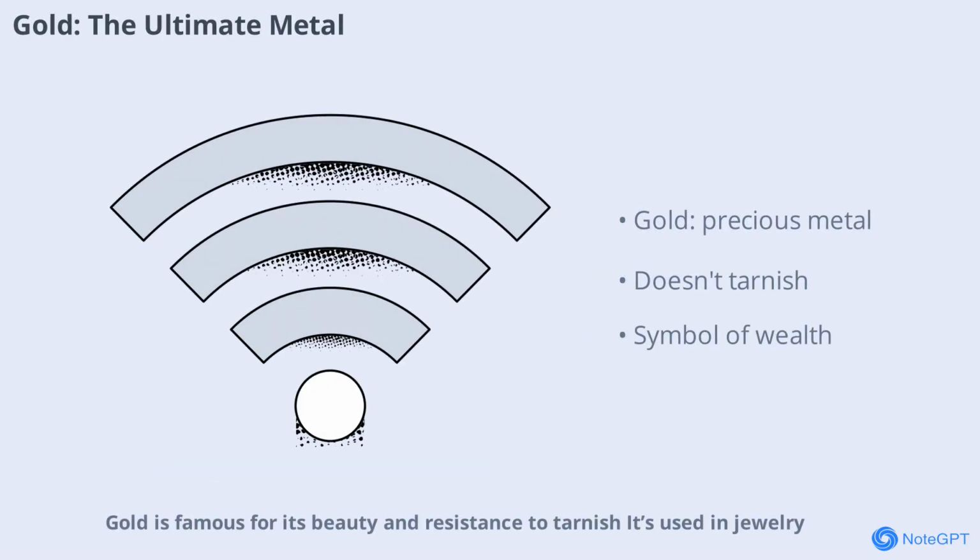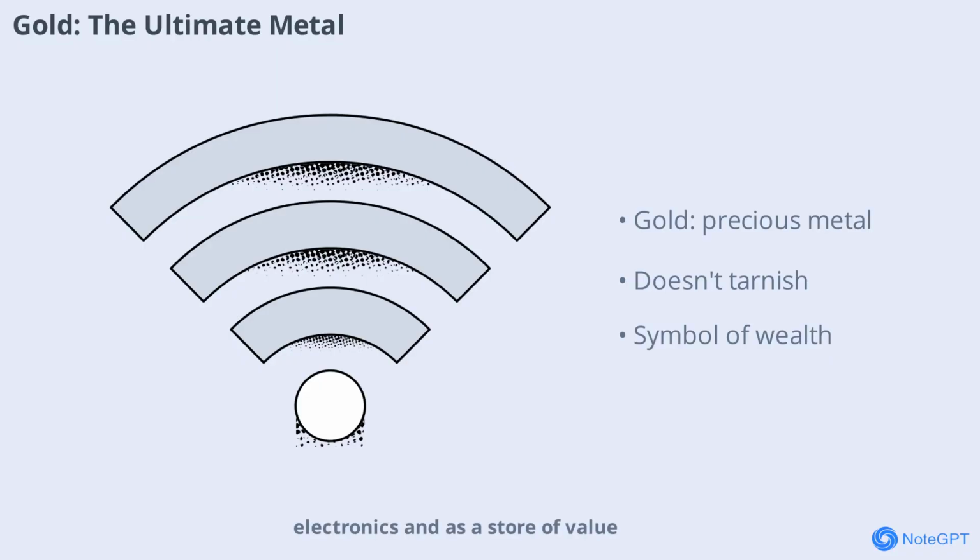Gold is famous for its beauty and resistance to tarnish. It's used in jewelry, electronics, and as a store of value. Gold's rarity and unique properties have made it a symbol of wealth and power throughout history.